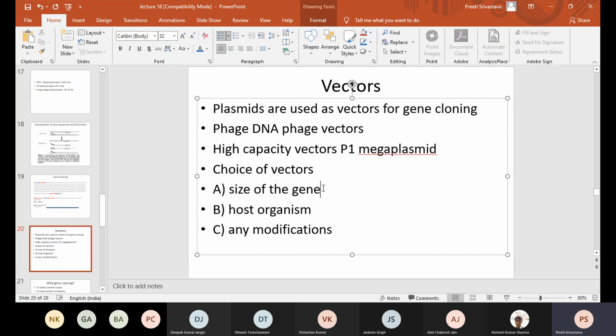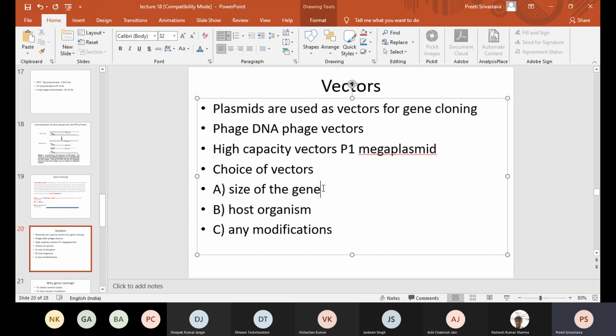The choice of vector also depends upon the host organism. By this I mean that there are some plasmids which replicate in gram-negative bacteria, and there are some plasmids which replicate in gram-positive bacteria. So the choice of vector depends upon the choice of the host. You are going to select a specific type of plasmid which will replicate in that specific host.